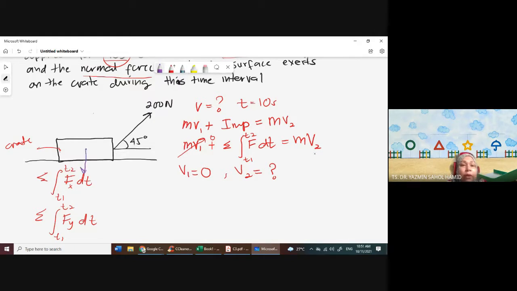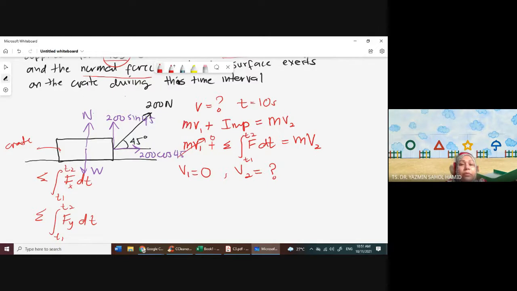So we have a weight pointing down. What do we have else? We have a normal force. And we also have this towing force, so you need to resolve it. How do you resolve it? This one will be 200 cos 45. This one will be 200 sine 45. Now, let's write down the equation.